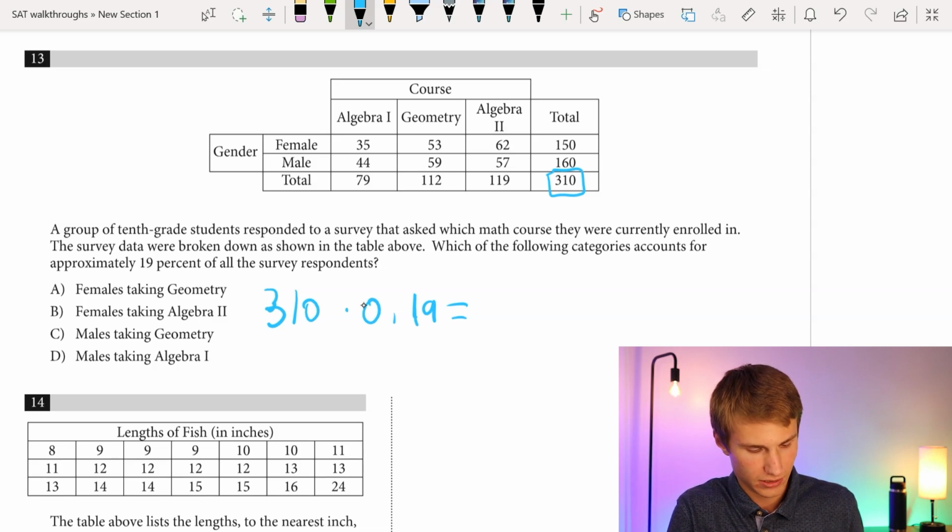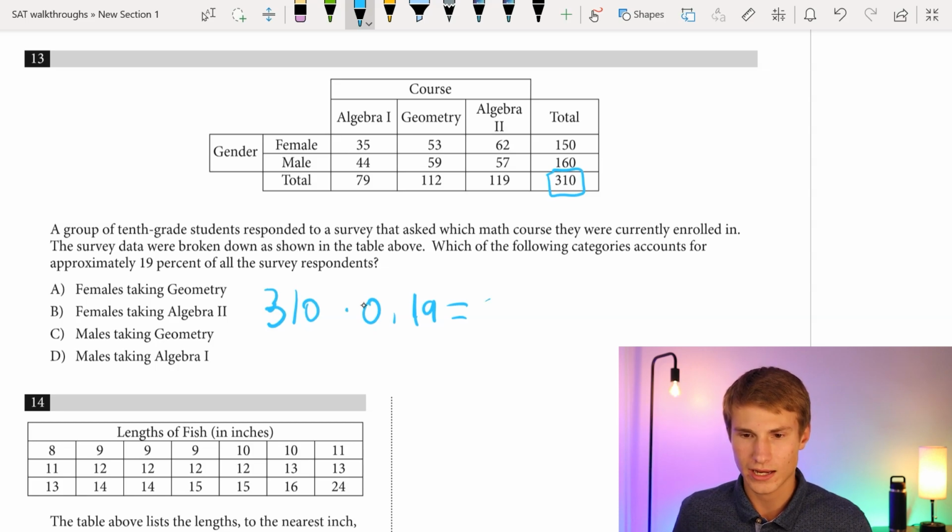So I'll plug that into my calculator here. When I do that, I am going to get 58.9. Okay, so I'm going to be looking for right around 59 people. So 59 people I see is going to be males taking geometry. So I go ahead and find my answer. That's going to be C, males taking geometry.